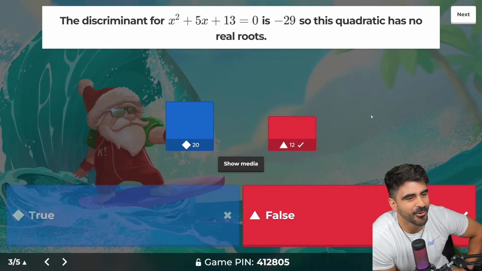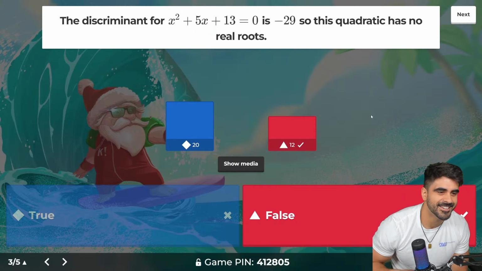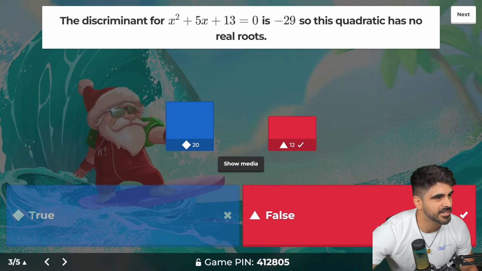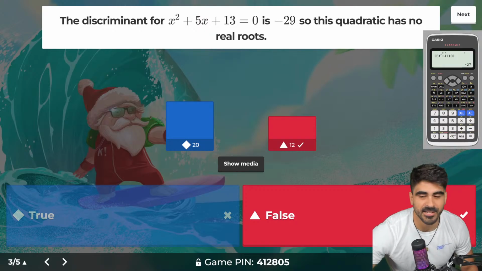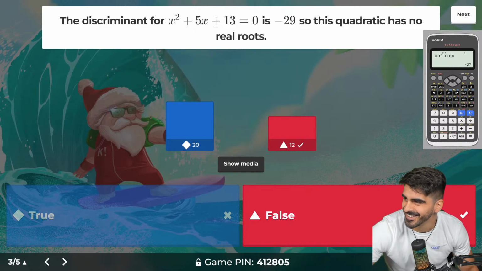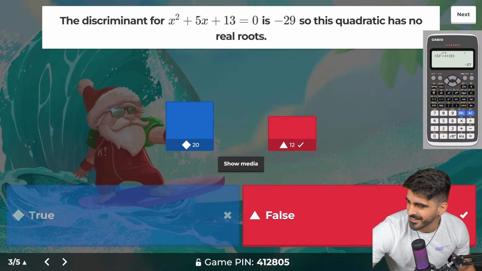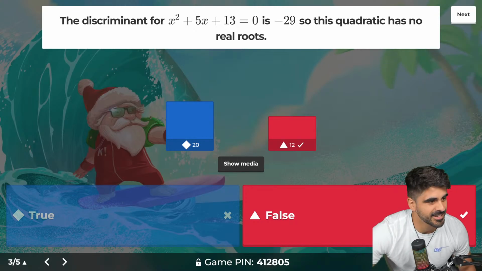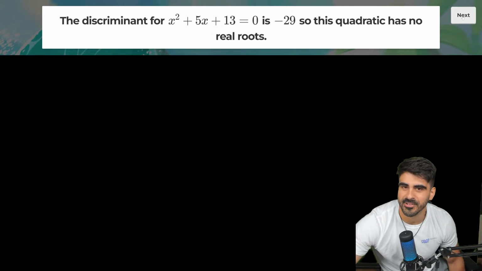We all know that not all of them are maths related. Hey, yo, nah, you guys got absolutely tricked here, mate. The discriminant's actually minus 27, not minus 29. You give Dom too much credit for making these. You guys got tricked.